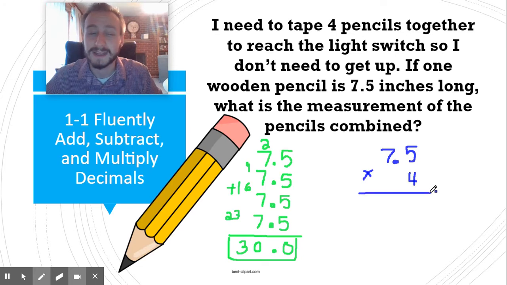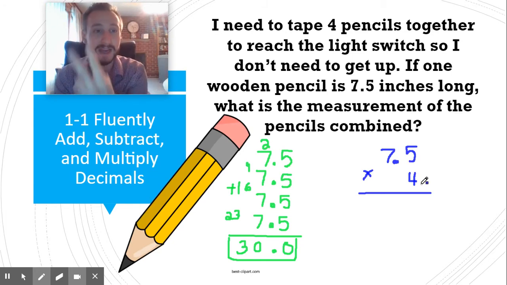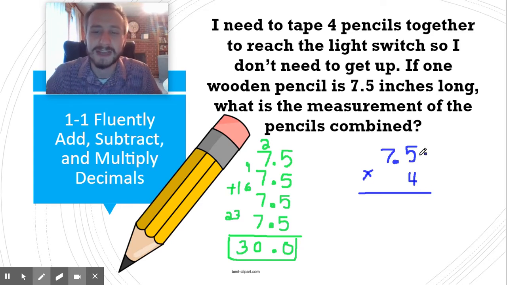when you're multiplying decimals, and I'll show you another example, you always write the one with the most digits on top, so the most numbers on top. 7.5 has 2 numbers and 4 is just 4. So the 7.5 goes on top and the 4 goes on the bottom. What's 4 times 5? 20. So we write down a 0 here and a 2 up top.